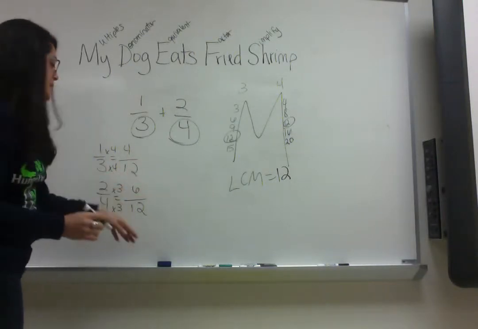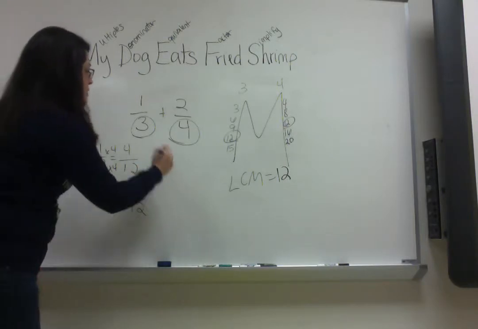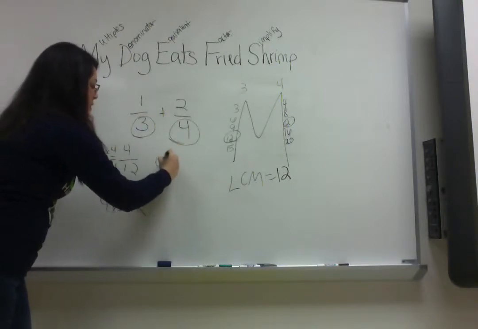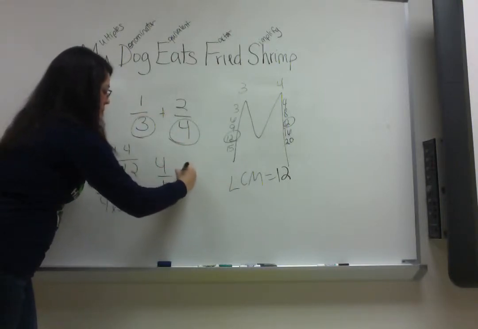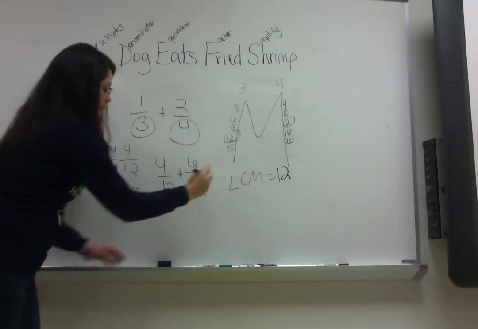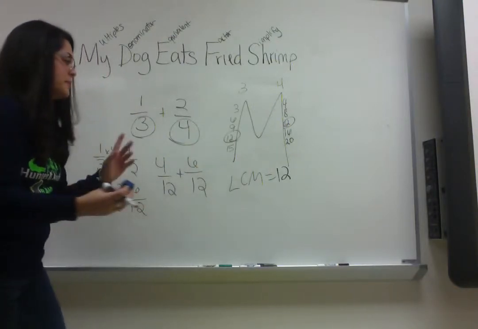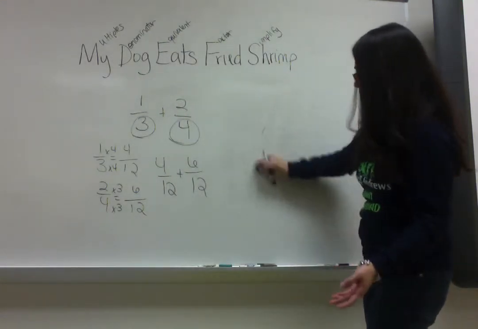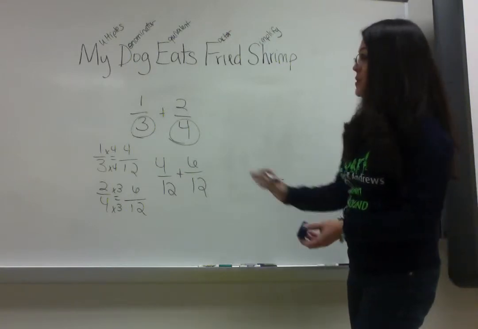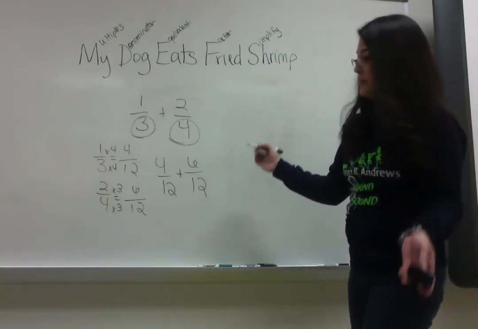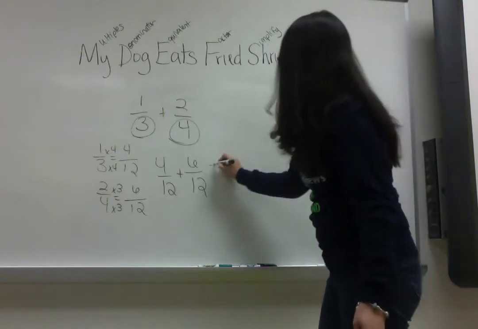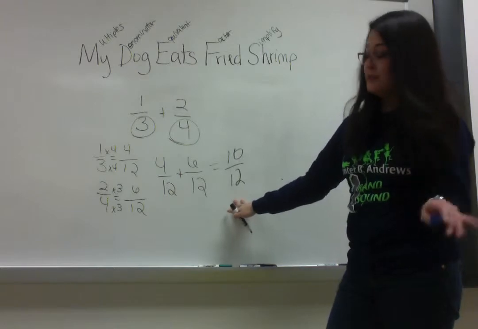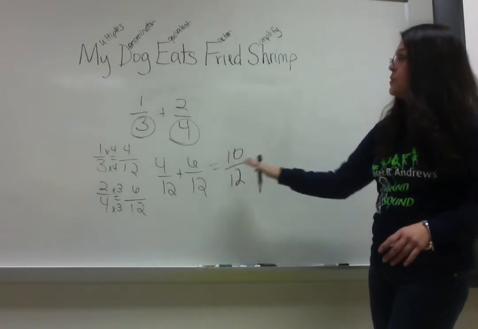Let me rewrite this so we can see it better. Now I'm using the equivalent fractions of 1/3 and 2/4, 4/12 plus 6/12. See how easy? Next, I get to add them. You guys have already done the hard part, so it's just 6 plus 4. What is 6 plus 4? 10. Don't touch the denominator, you're fine. So 4/12 plus 6/12 is 10/12.